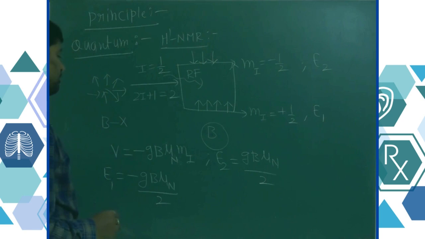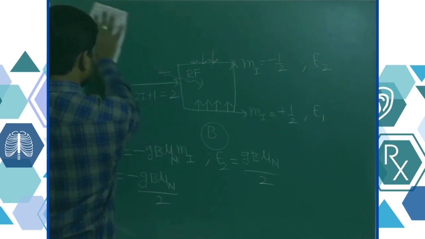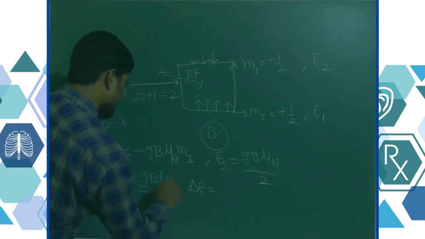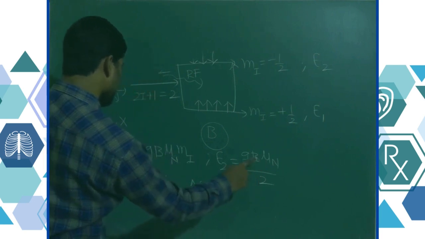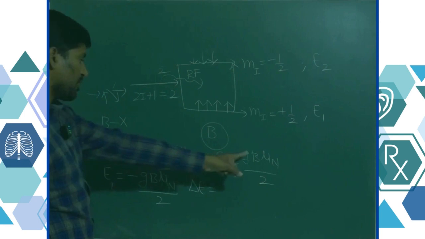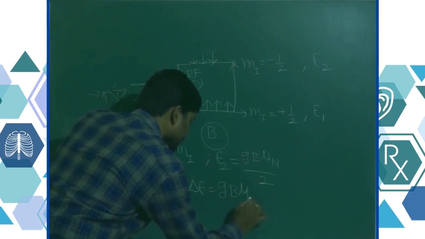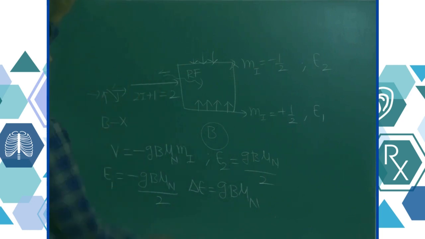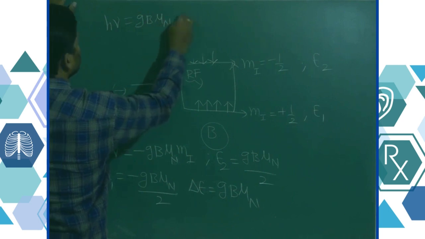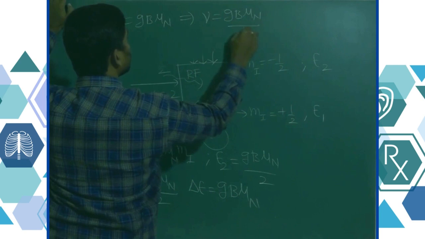Okay. So what is the energy gap? Delta E is equal to E2 minus E1. If you do this, g B mu n by 2 plus g B mu n by 2 gives 2 g B mu n by 2, and the 2 gets cancelled. So we are getting g B mu n. Delta E is equal to g B mu n. So delta E is what? h nu, that is equal to g B mu n. So therefore nu is equal to g B mu n by h.